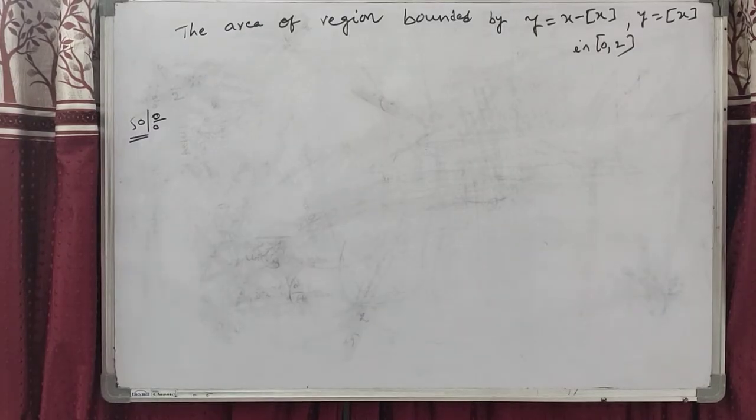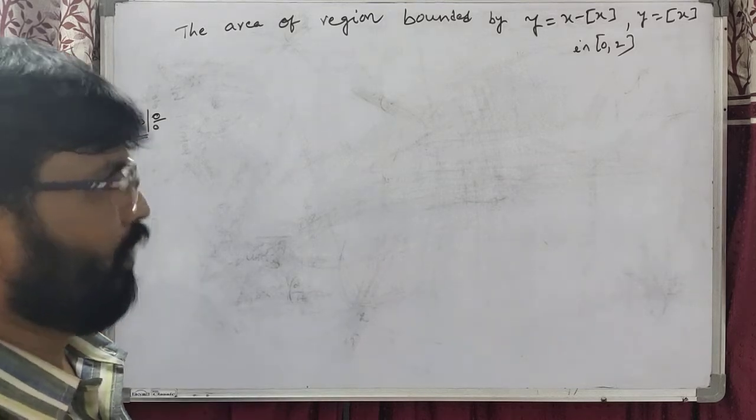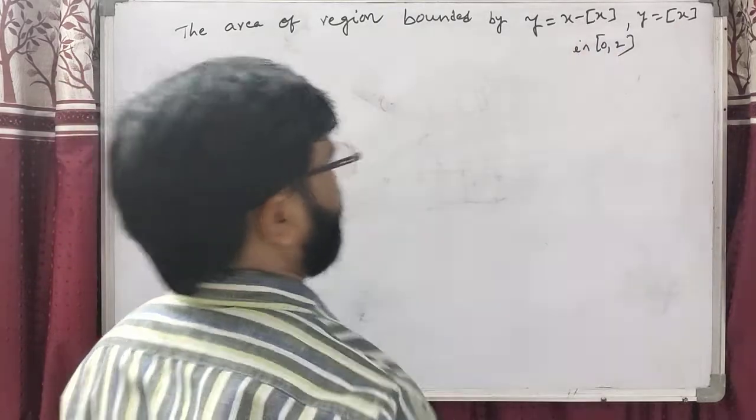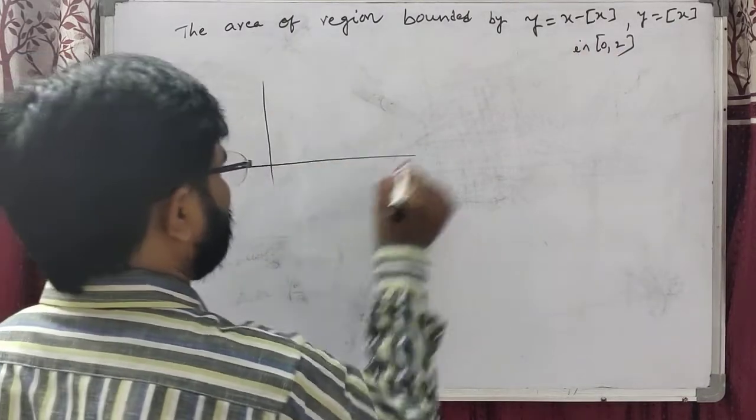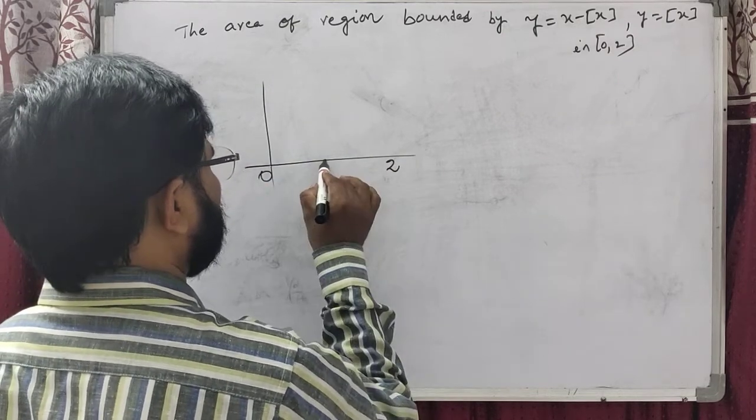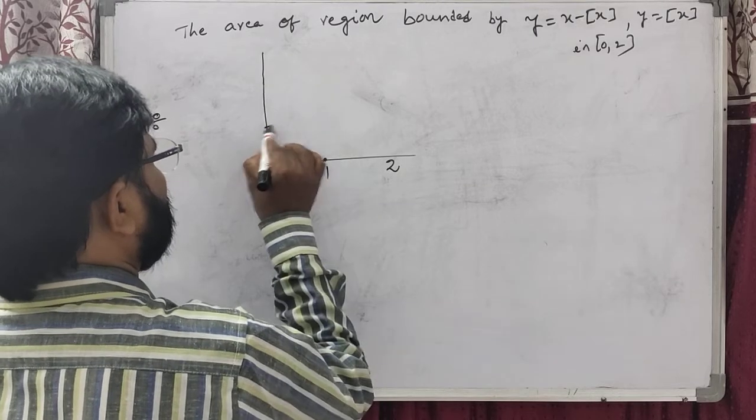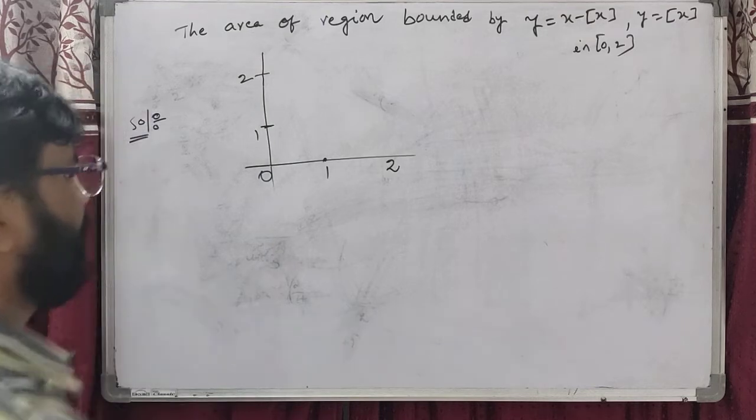Students, the area of the region bounded by y equal to x minus step x. This is the fractional part of x. This is step x. Students, the interval given is 0 to 2. This is 1. Okay, students. This is 1. This is 2. x minus step x.